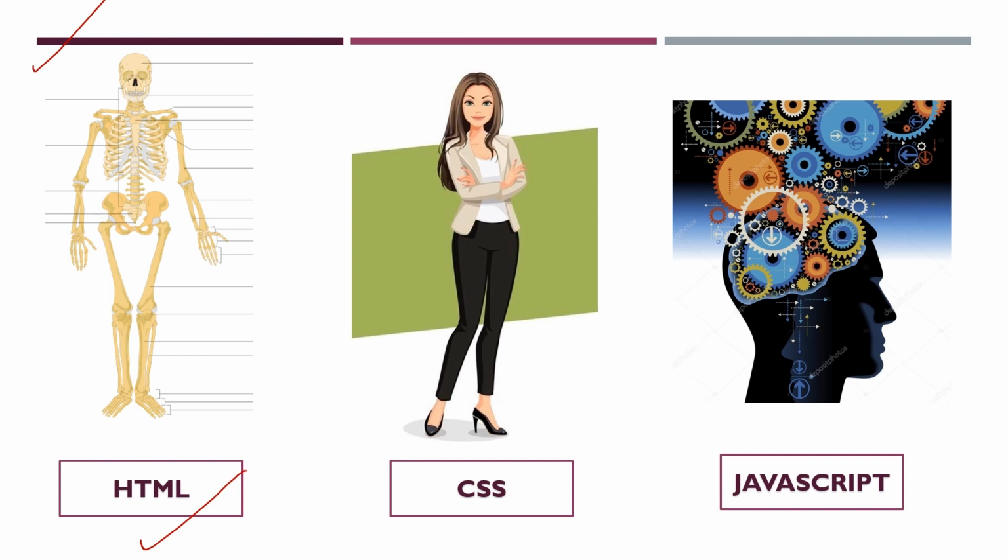Now what will CSS do? CSS is basically cascading style sheet. The main logic behind CSS is to give the looks to your website. First of all we create the structure with HTML, and then with the help of CSS we give looks to our website, our web page.